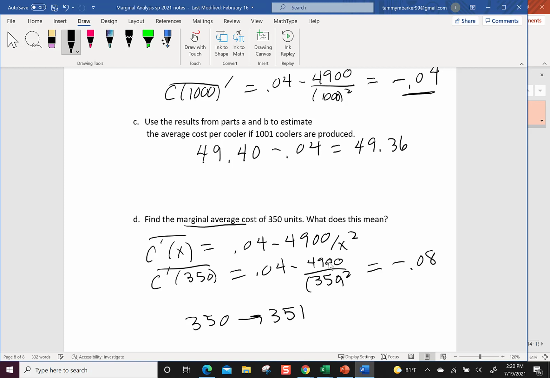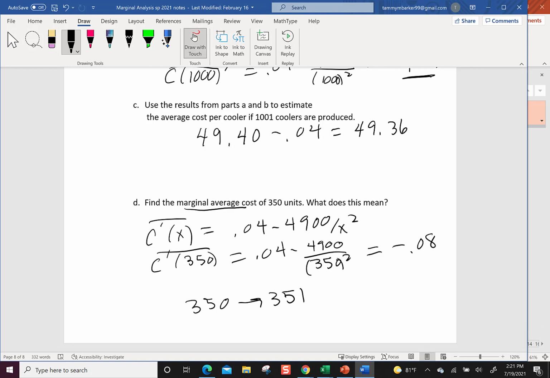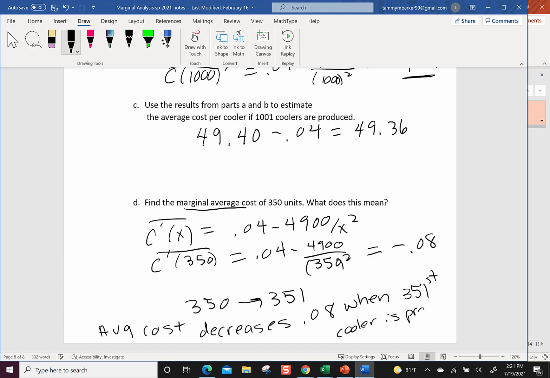Still, important to always look at, we're looking at the smaller amount, so this was 350, and looking how it provides change. So we'll say the average cost decreases by 8 cents when the 351st cooler is produced. So it went from 350 up to 351, and this is where we captured the saving, is on the next item.